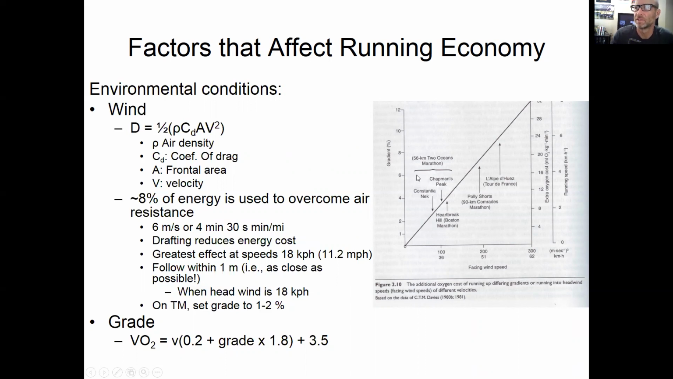This is sort of a crazy graph. I'm not going to go through it, but summarizing this graph, the wind and the grade influence running economy, influence the amount of oxygen needed to run in particular environmental situations. We know this from ACSM. This is just the ACSM equation, and you have to account for grade when trying to calculate VO2, rate of oxygen consumption.